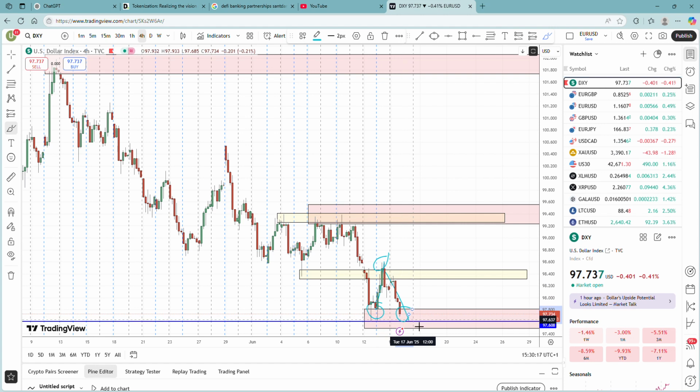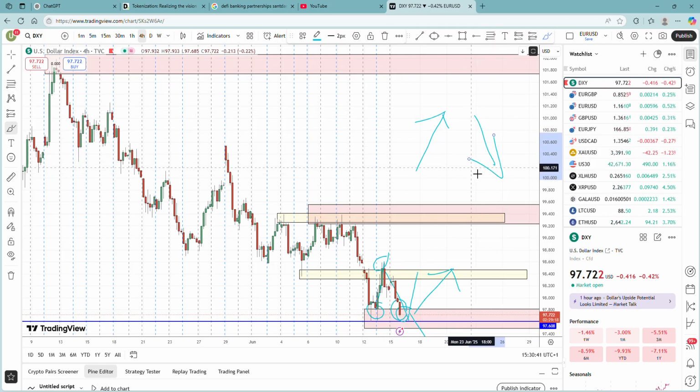So from here, it'll either reject it and go back to this level, or it can breach it and go down further. However, because it has a daily, a weekly, and now a H4 support, I do expect it to reject it and go back up to this level here. So in that case, because we're expecting the DXY to go up in the next 4 hours, you expect a sell trade on EURUSD and GBPUSD.